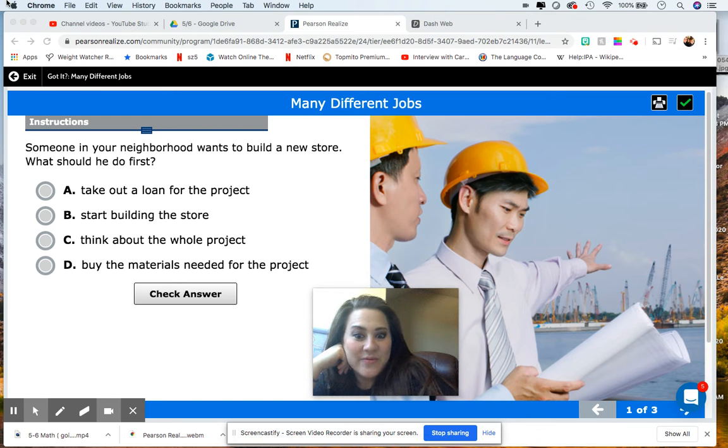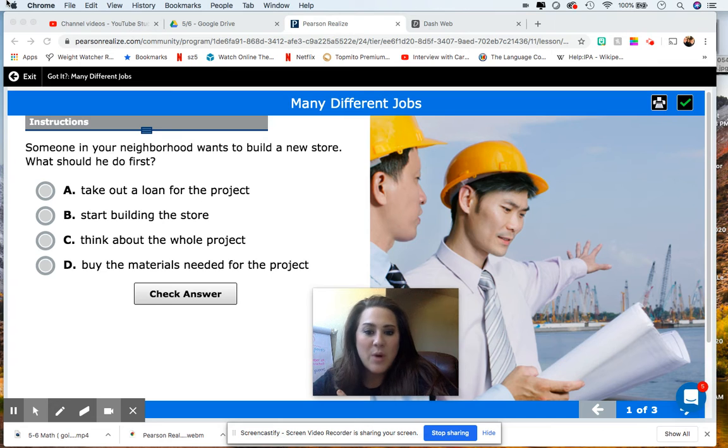Alrighty, so as a review, before we dive into the rest of the TEKS practice for Chapter 7, I want us to think about the jobs and those plans. So someone in your neighborhood wants to build a new store. What should he do first? So I want you to think back to those plans that we made. Should they take out a loan for the project, start building the store, think about the whole project, or buy the materials needed for the project?